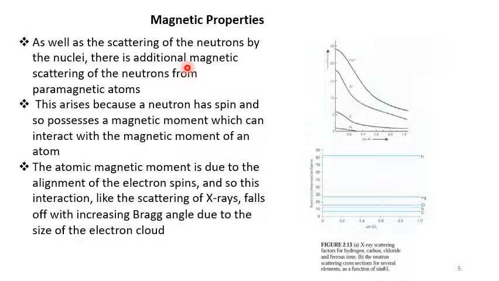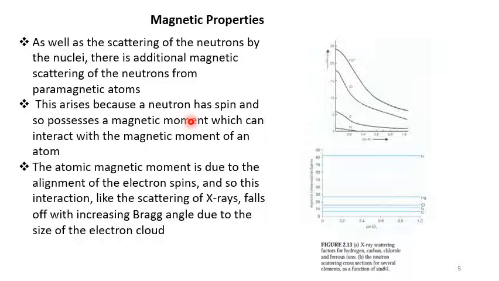So when neutrons strike the nucleus, they will be scattered by the nuclei, and they will also be scattered due to the paramagnetic behavior of the atoms. So there will be additional scattering, which is called magnetic scattering. This magnetic scattering is due to the spinning of the neutron.